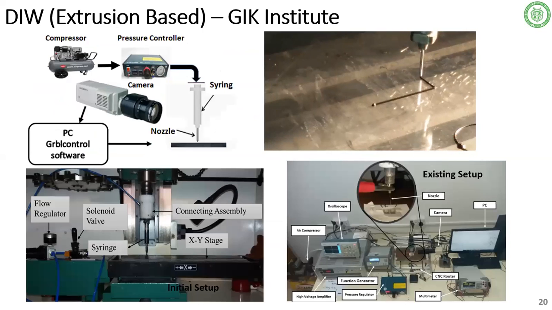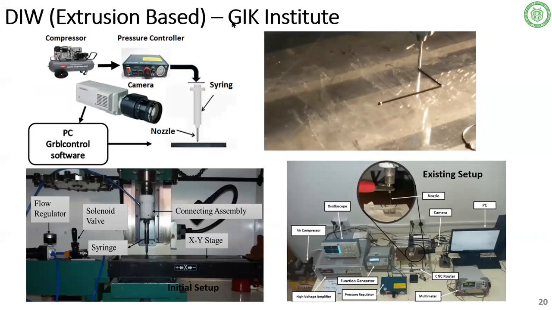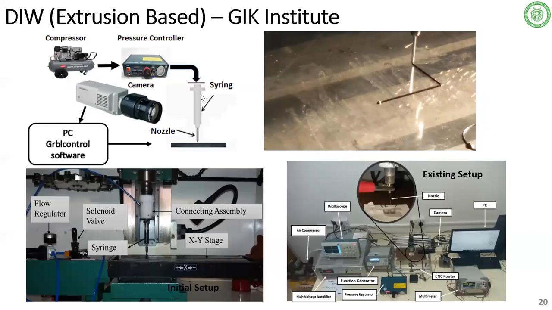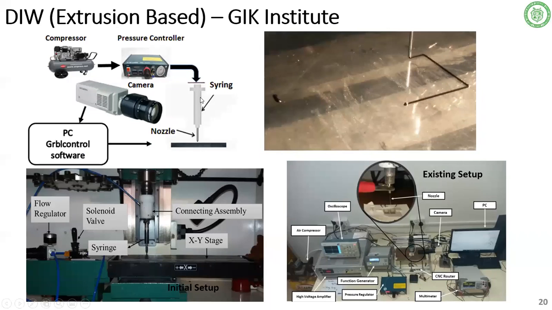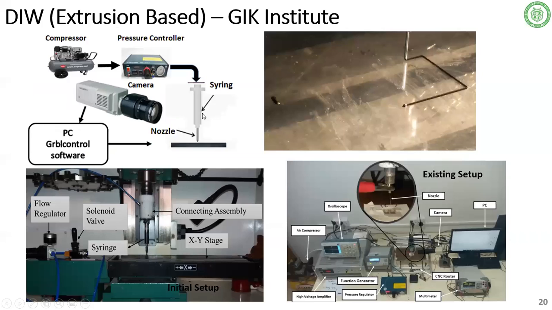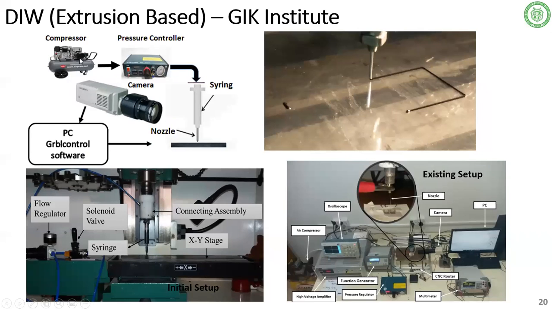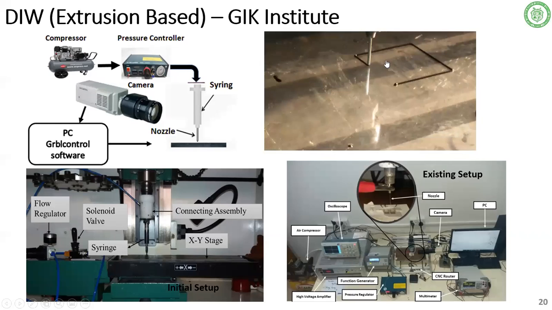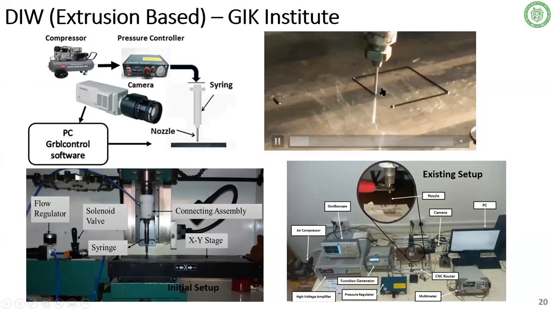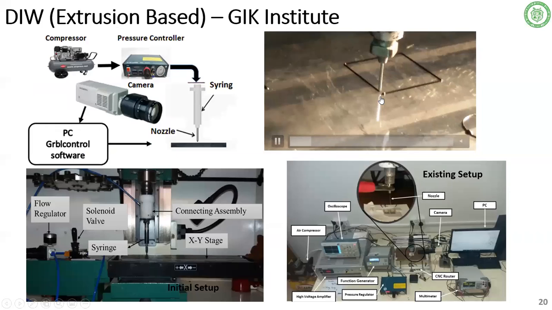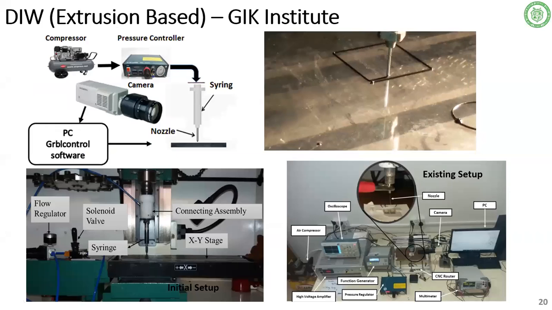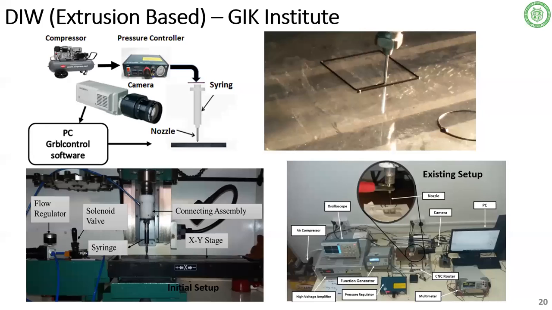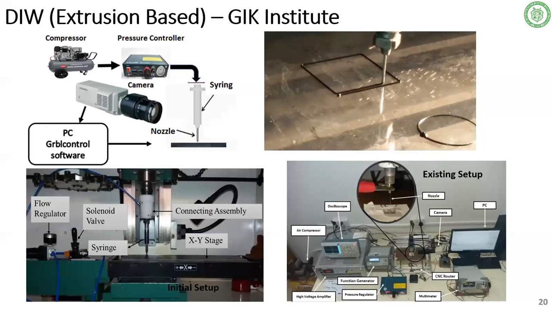Now, if you see this, it's a very simple process. You have a nozzle, a syringe barrel with a nozzle, and that syringe barrel is filled with the material. You have some compressor, pressure regulator, and you push the material through the nozzle, as seen over here in the video. I hope this is visible. You can see this is extrusion printing, and the material is conductive carbon.